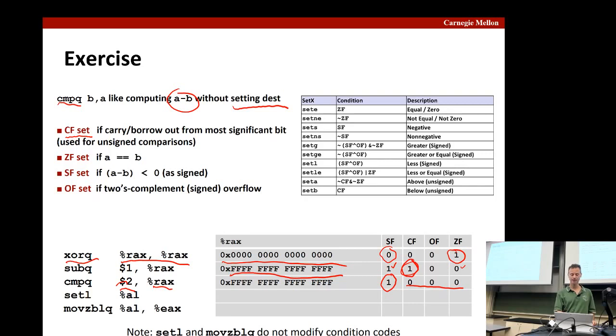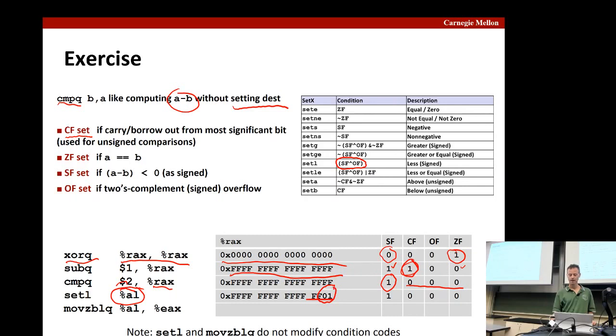And then we go and we do this test. So a set L is a less than comparison, and it's satisfied when the sign bit is set and not the overflow, or vice versa. In this case, that's true. Okay, and the set L instruction puts the result in AL, which is the lowest order byte of RAX. So you can see that's why there's a 0, 1 right here.